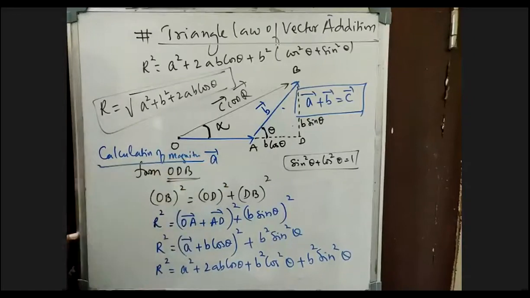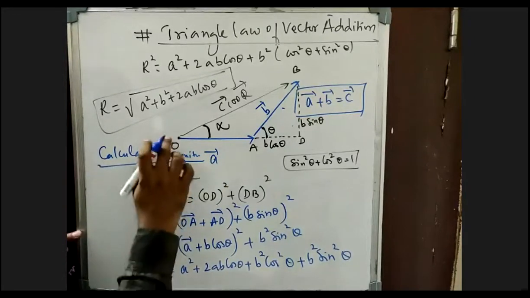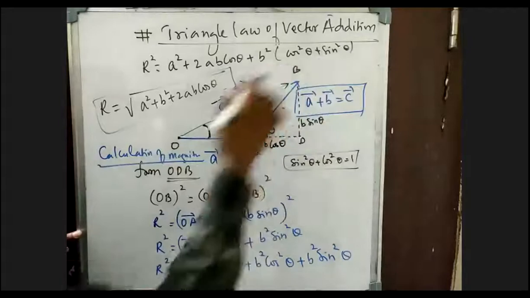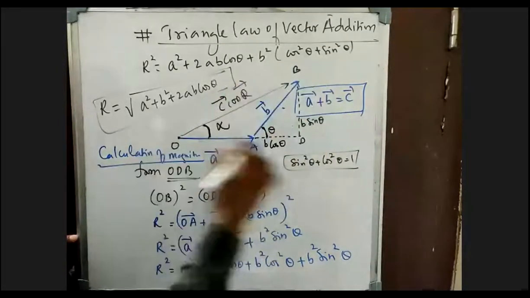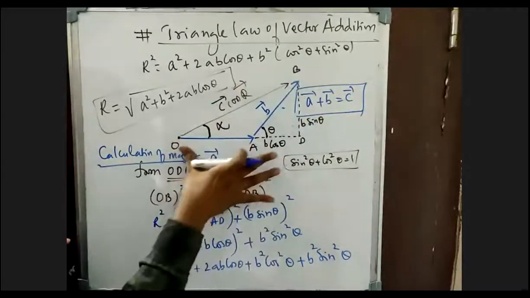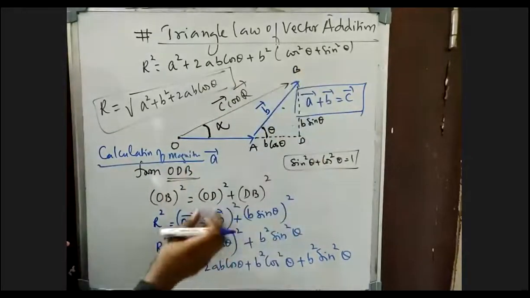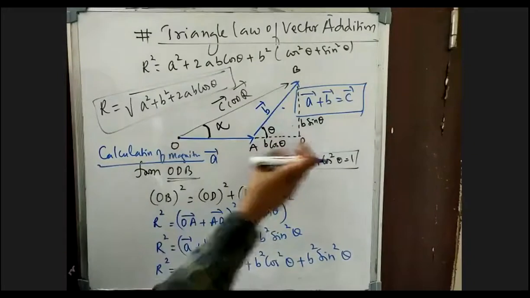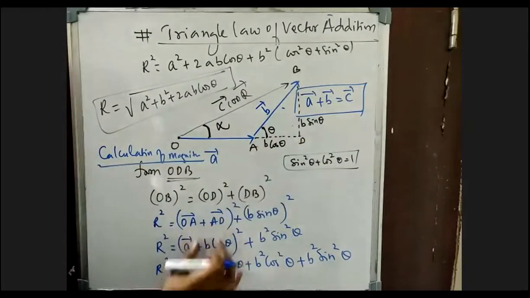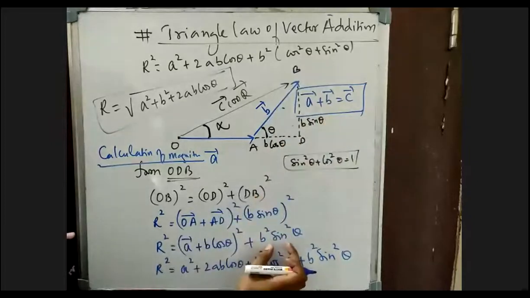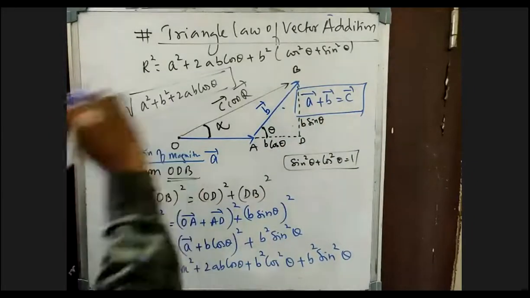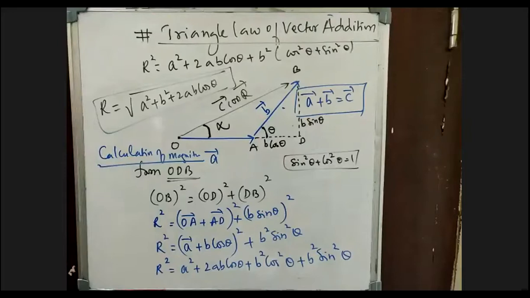From the right angle triangle ODB, OB square is equal to OD square plus DB square. Everything is given in the problem. OD is nothing but A bar plus B cos theta, which I have written here. DB is nothing but B sin theta. So B sin theta whole square I wrote. Simplified it, I got the relation: R is equal to under root of A square plus B square plus 2AB cos theta.